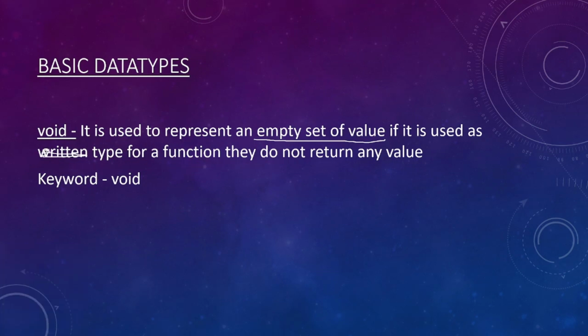So this is return. Please correct it here, it's a typing mistake. So it is used to represent an empty set of value. Whenever you are using void, it is used for an empty set of value.